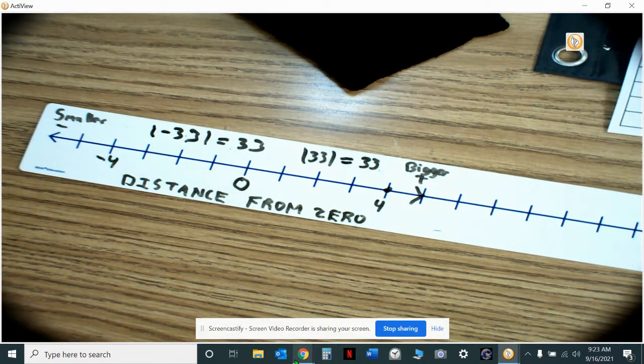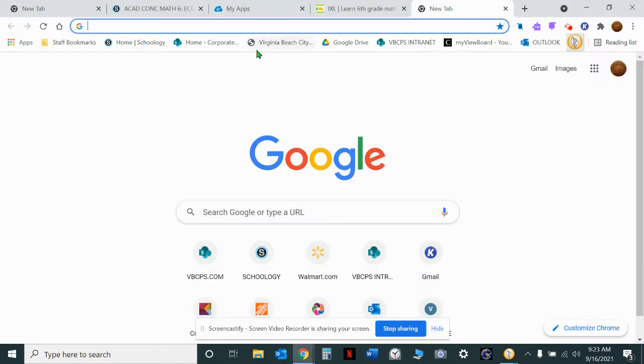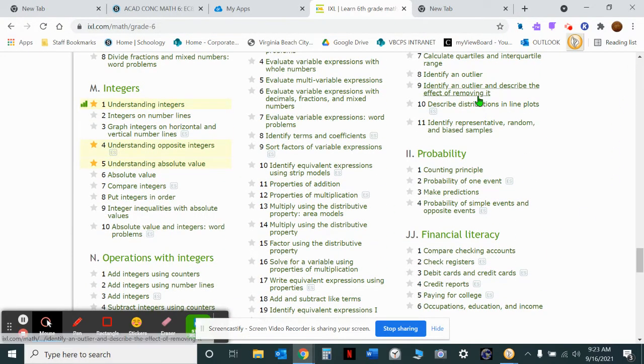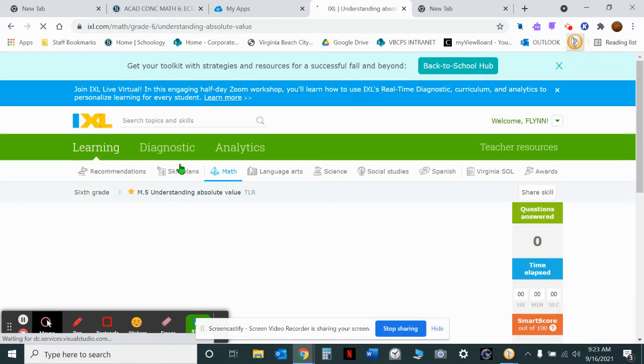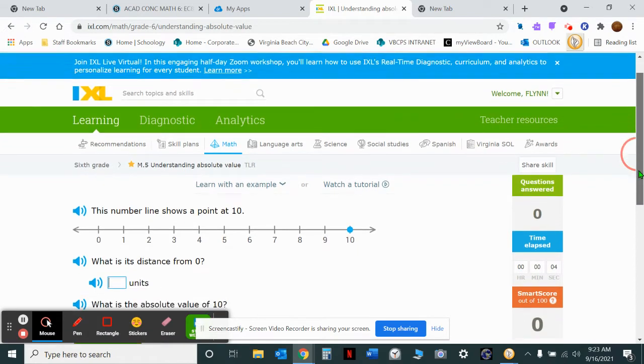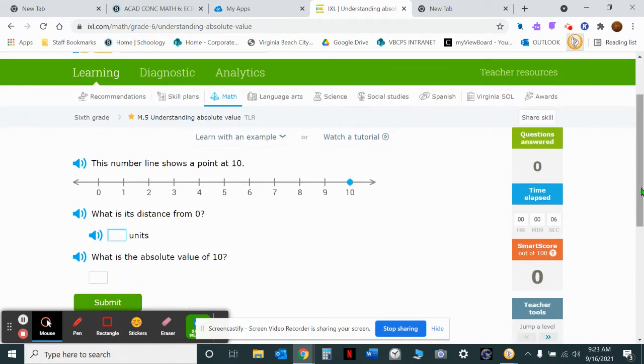And then our practice for this in IXL is actually going to be IXL M5. When we're looking at M5, it's called Understanding Absolute Value. And remember, the SMART score of all IXLs is just 70. It says this number line shows a point at 10. What is the distance from 0?